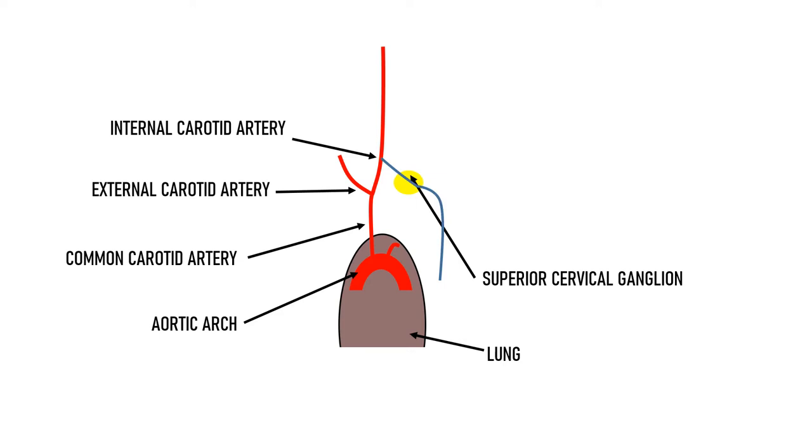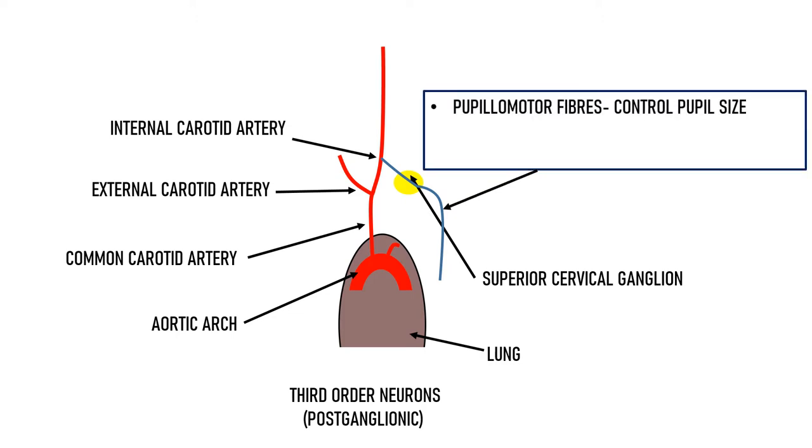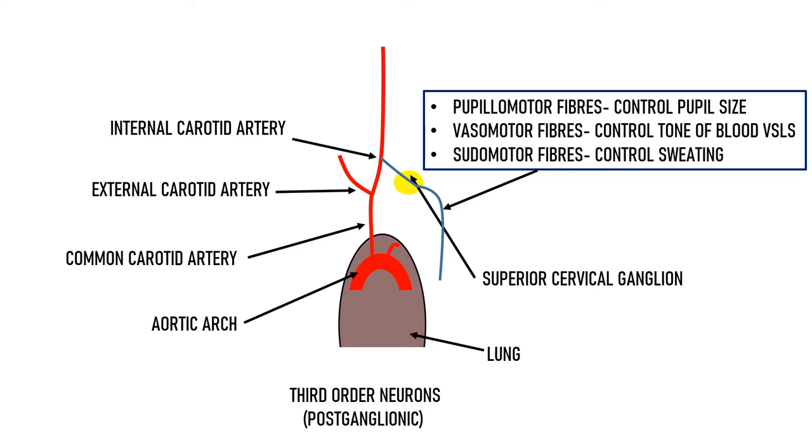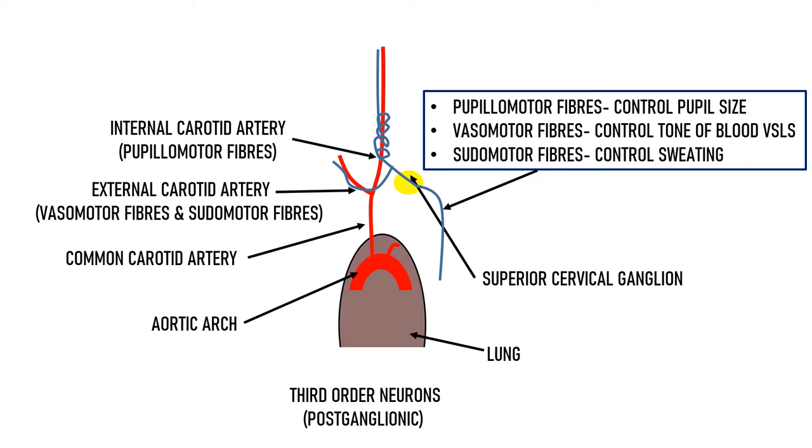Third-order neurons arise from the superior cervical ganglion. These are postganglionic nerve fibers. Nerve fibers of the sympathetic chain have pupillomotor fibers which control the size of the pupil. They also have vasomotor fibers that control the tone of the blood vessels and pseudomotor fibers which control sweating. Out of these, pupillomotor fibers continue to travel along the internal carotid artery while the vasomotor and pseudomotor fibers take a separate route and they go along the external carotid artery.